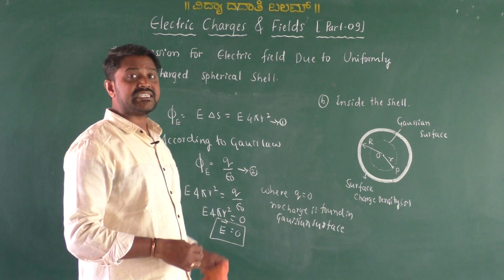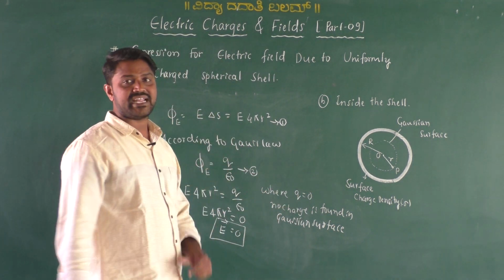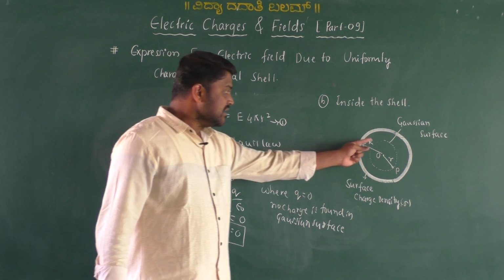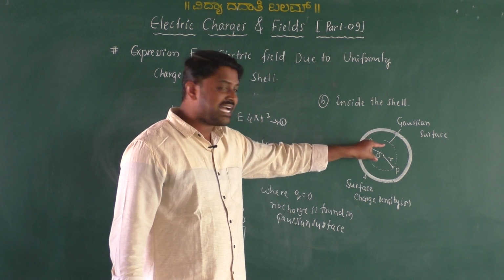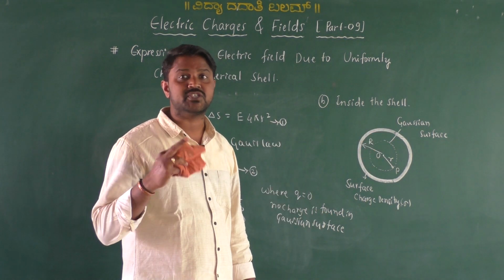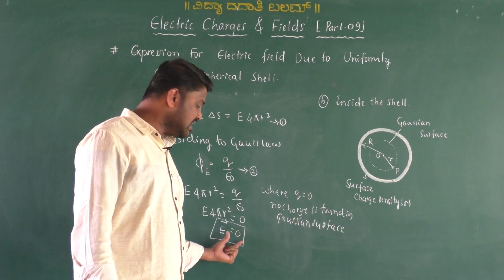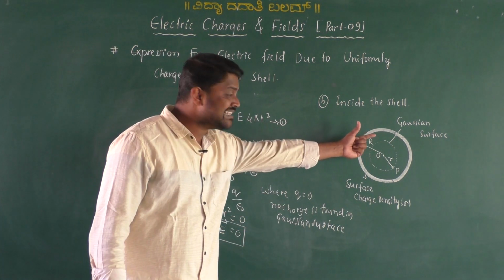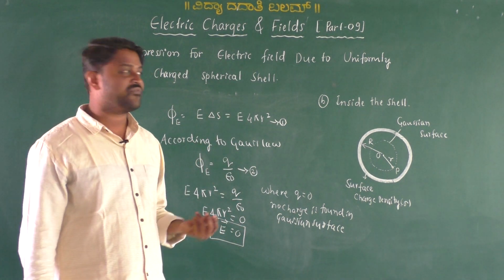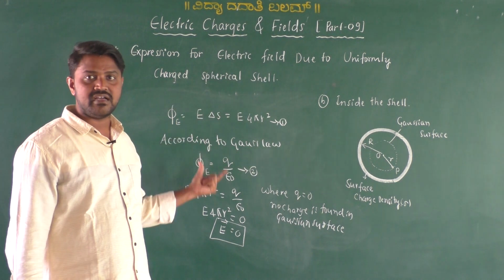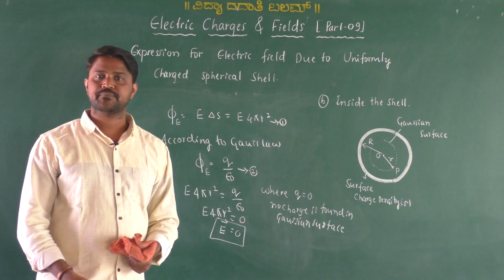So we get the electric field, whatever the dimensions, whatever the symmetry: inside any geometry or dimensions, if there is no charge, the electric field becomes 0. For that reason this is the expression for the electric field. Here the electric field is 0 inside the shell. So this is the expression for the electric field due to a uniformly charged spherical shell, for the outside region as well as the inside region. Okay, thank you.